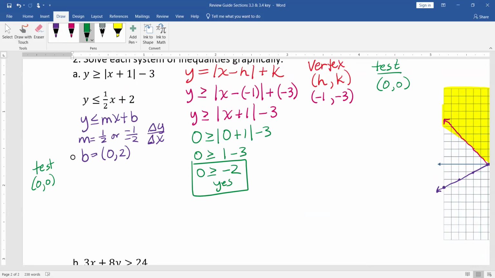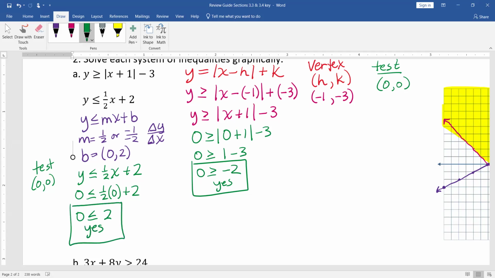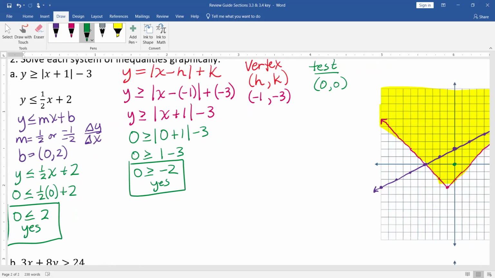Okay, so my equation is y is less than or equal to 1/2 x plus 2. And so I plug in the 0 for the y and the x. 1/2 times 0 plus 2. Well, 1/2 anything times 0 is 0, so that disappears. I end up with 0 is less than 2. So in this case, again, I have a true statement. So that means the side of my line that includes the origin is the side I'm going to highlight.